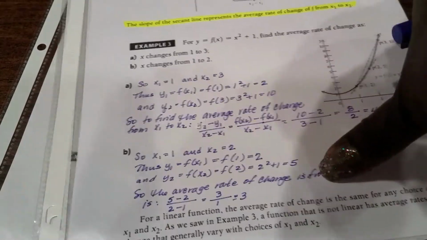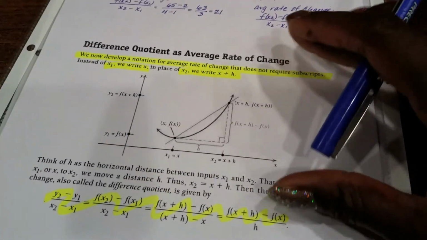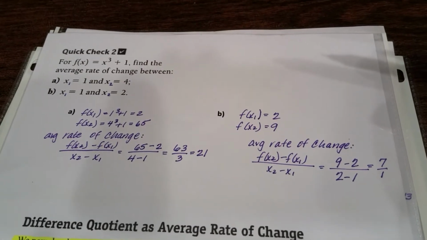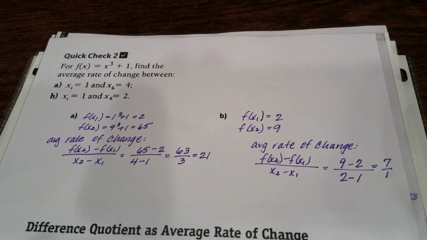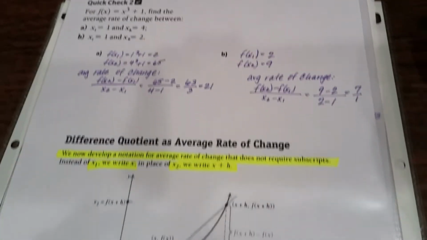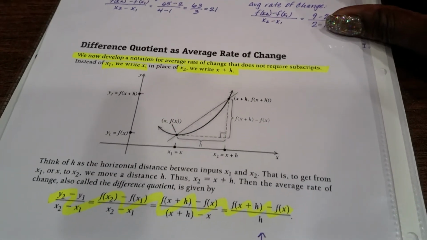Let's go on to our next set of notes here, where we are doing a quick check. I'm going to let you look at the quick check for a few seconds and see whether or not you have any questions. Okay, it should be pretty clear. Let's move on to our difference quotient as the average rate of change.